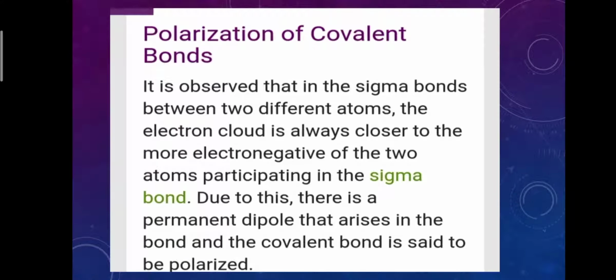Polarization of covalent bond. It is observed that in the sigma bond between two different atoms, the electron cloud is always closer to the more electronegative of the two atoms participating in the sigma bond. Due to this, there is a permanent dipole that arises in the bond and the covalent bond is said to be polarized.